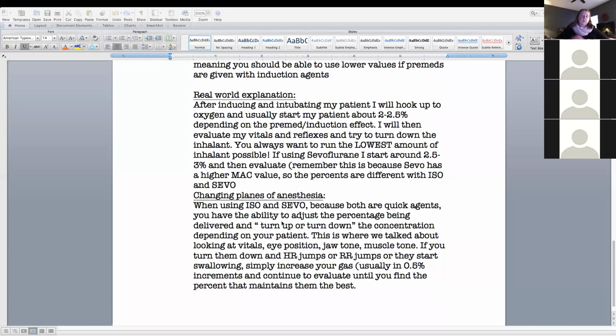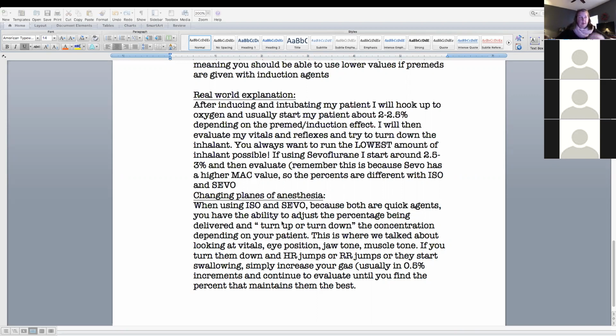That's a really good question, Bethany, because how do you change them? Generally, when you look at a vaporizer dial, it has a hash at 1%, 2%, 3. And in the middle of that, you have a little line, which equals 1.5. Sometimes I'll do quarter to half increments. So if I was at 2, I may go to 1.75 or 1.5. It kind of depends on how deep my patient is.